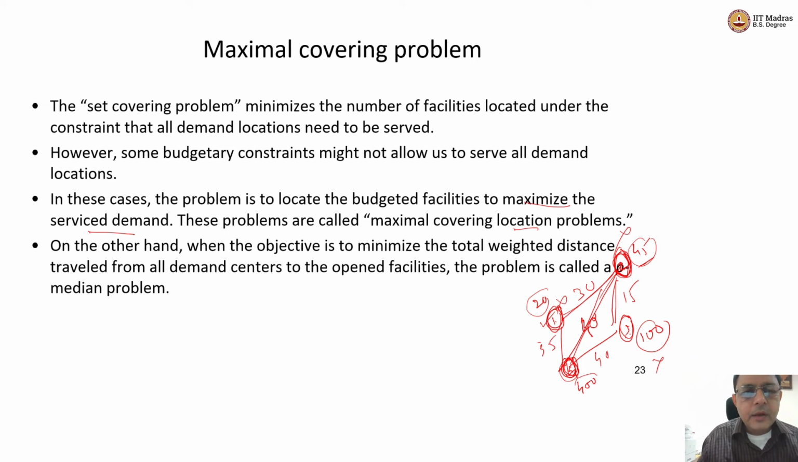Okay. So in the P median problem, the objective was again very different. Objective was to minimize the total weighted distance, given the fact that there was a very severe constraint on how many facilities I can actually open. So P median problem was again different. Okay, so this is some kind of a generalization for partial set covering problem. I am now trying to maximize the serviced demand, total serviced demand.